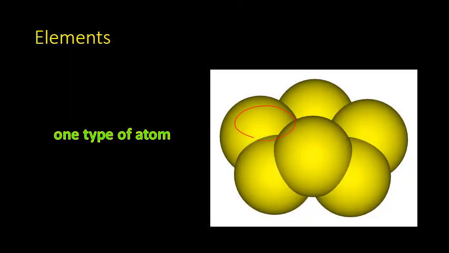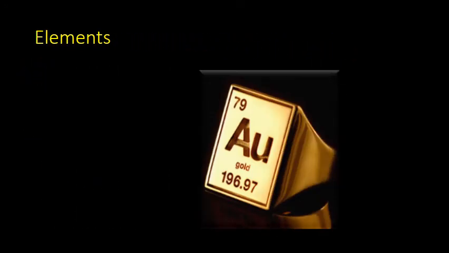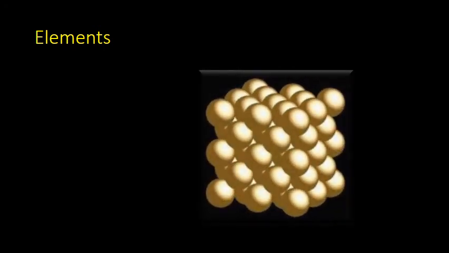This would be an element. It is 6 of the same atoms. Yes, they're bonded together, but it's still an element. A diamond, for example, is made up of all of the same type of atoms. So it is an element. Gold, all made up of gold balls, or I should say gold atoms. So it is an element. Here's what it actually looks like on an atomic level.